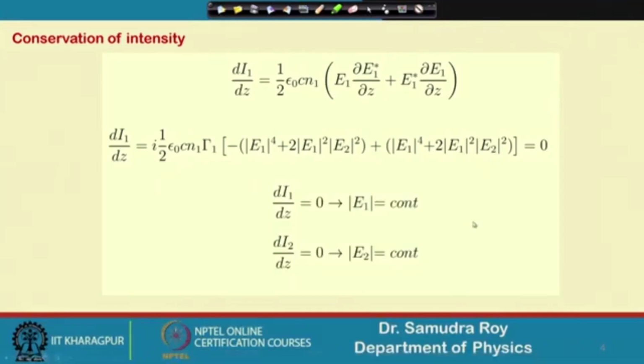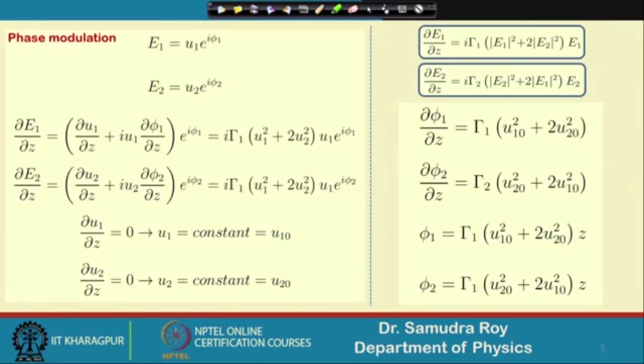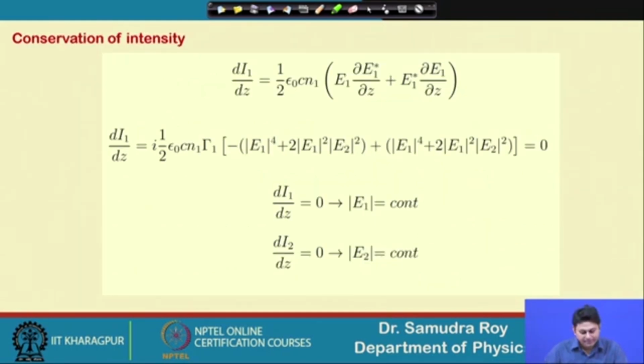So, once we have the knowledge that individual waves are conserved, the next thing that we are going to do is to find out what will be the effect on phase. So, phase modulation we try to understand under cross phase modulation. In order to understand the evolution of the phase, or how the phase is going to change, we need to divide our total electric field, the launched electric field, into two parts.